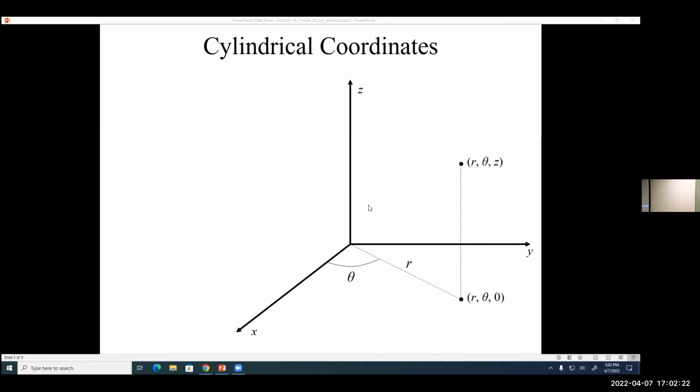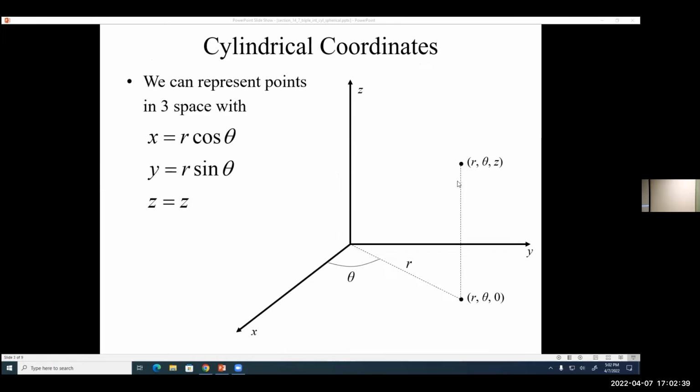So to identify a point in cylindrical, r and theta are in the xy plane, and then z takes us above the xy plane, just like it does in Cartesian. So it's the same exact z coordinate. So we have our conversions: x equals r cosine theta, y equals r sine theta, z equals z.